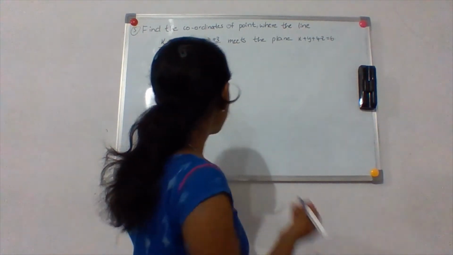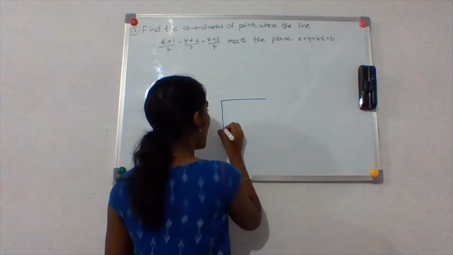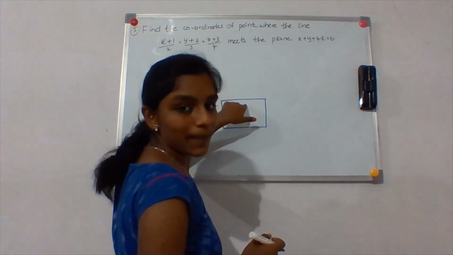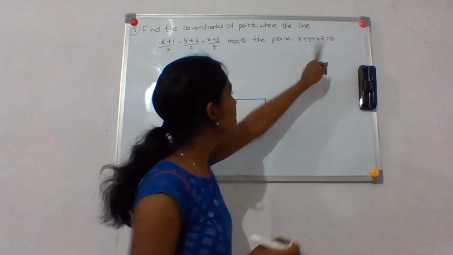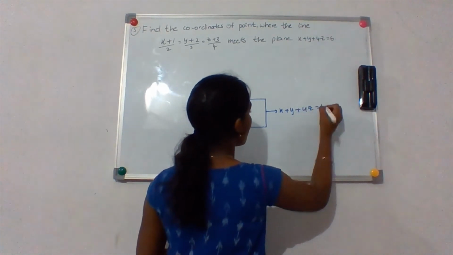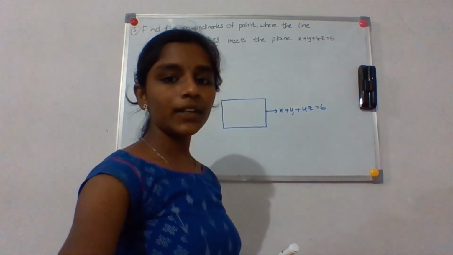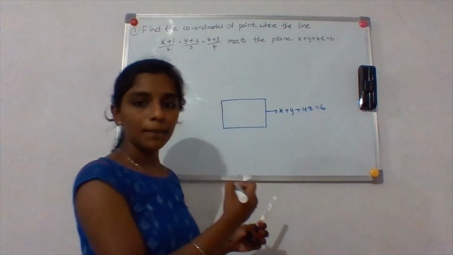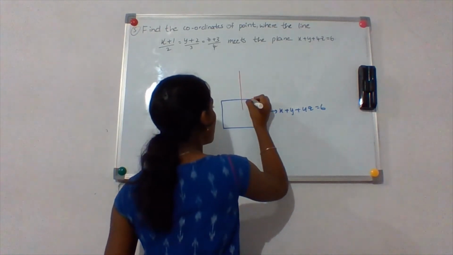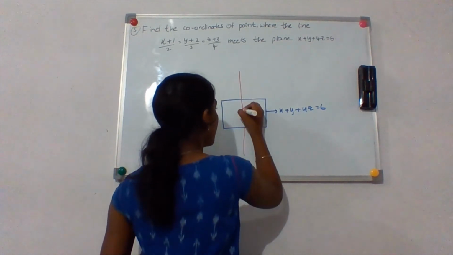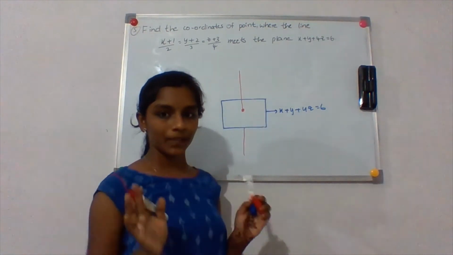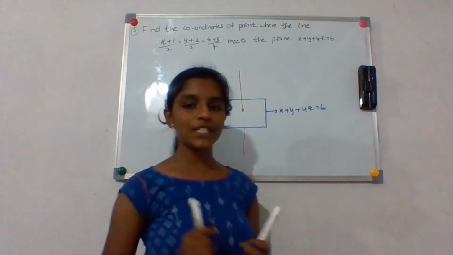So what we do is, I'm drawing the diagram that you have imagined just now in your brain. So this is the plane. That is, you know the plane equation, x plus y plus 4z is equal to 6. Okay, so this is the plane. Now he told you that there's a line that is passing through this plane. So let us think that this is the line. It meets this plane at this particular point. That is the point you must find out.